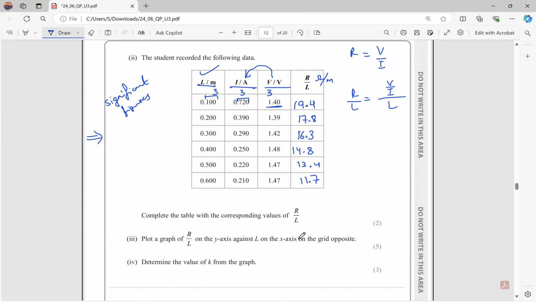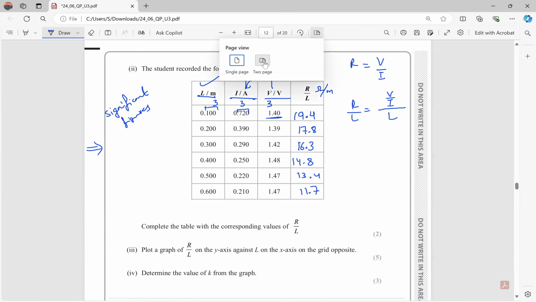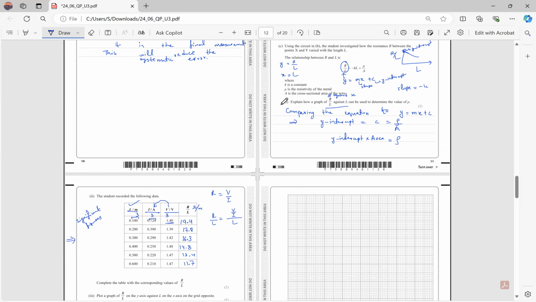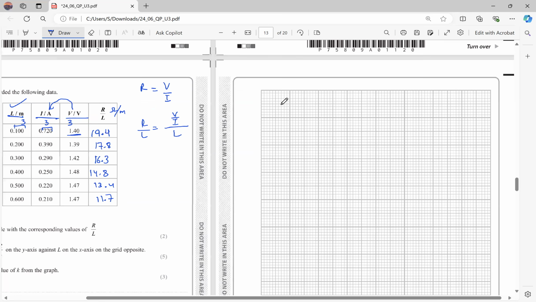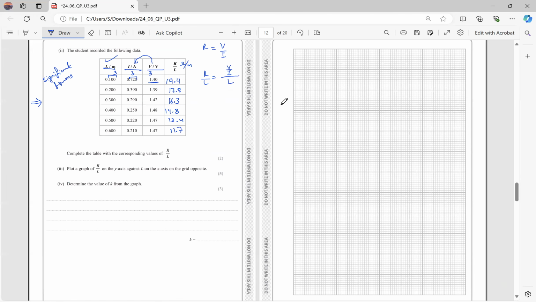Right. Next part is plot a graph of R over L on the y-axis against L on the x-axis on the grid opposite. So let's do that. Right, so here we've got the graph. Before plotting any graph, you should always be careful that more than half of your graph should not be empty. You have to choose a wise scale. So let's begin.